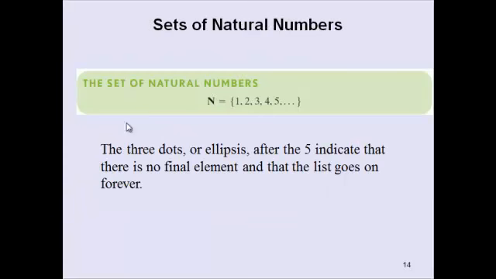Okay. So now we want to talk about our first infinite set, the set of natural numbers. So N is typically what we use for the set of natural numbers. Okay, you don't see it in many other places, the capital N. And then we have the 3 dots, which is called an ellipsis. Okay, so the 3 dots right here is our ellipsis. After the 5 indicate that there is no final element, and that the list goes on forever.